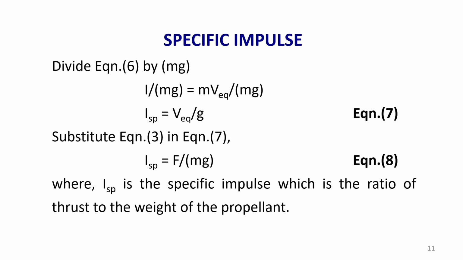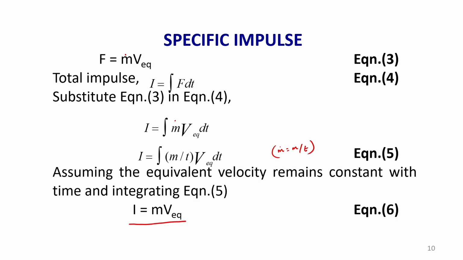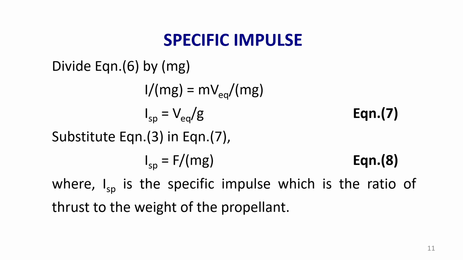Now, I am substituting equation 3 in 7. What is equation 3? Thrust is equal to mass flow rate into equivalent velocity. Substitute 3 in 7. I get the specific impulse as F by m dot into g, where I suffix sp is the specific impulse, which is the ratio of thrust to the weight of the propellant.